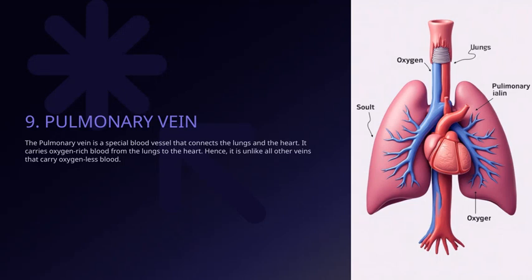Let's talk about the pulmonary vein, which is quite special among blood vessels. Unlike other veins in our body, the pulmonary vein has a unique role. It connects the lungs directly to the heart, and its main job is to carry oxygen-rich blood from the lungs back to the heart. This is important because, as you might remember, most veins carry oxygen-poor blood. So the pulmonary vein is actually carrying oxygenated blood, making it stand out. This connection is crucial for the circulatory system to effectively deliver oxygen to the rest of the body. Understanding this helps us see how the lungs and heart work together seamlessly in oxygen exchange and circulation.